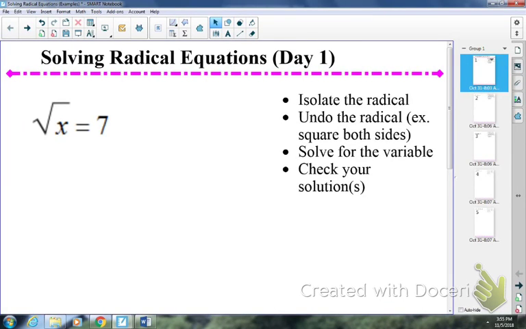Okay, so today we are going to solve radical equations. We're going to spend at least 2 days on this. We'll look at some more complicated ones tomorrow when I'm back, and maybe we'll see how things go. Maybe we'll have a little scavenger hunt by Thursday on these.